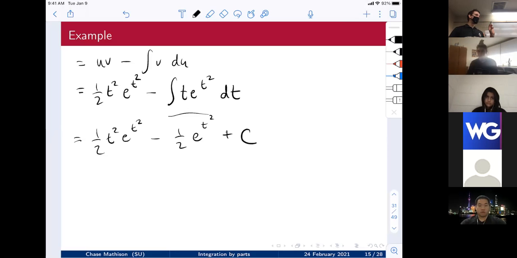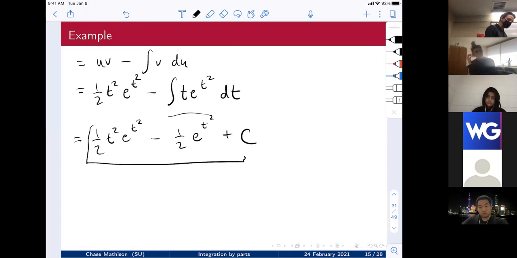You need to be very careful when you're picking u and dv. Most of the time, LIATE, again, will give you exactly what you want. I do need to show you examples where LIATE doesn't quite work the way we want it to, and this is one of them.